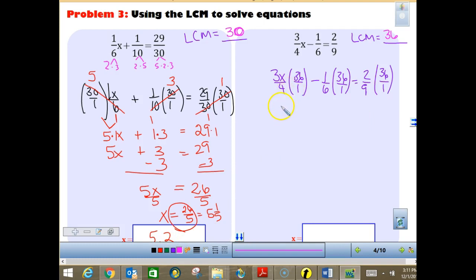We're going to start simplifying. We'll start with the first one. You only have to do the first one. Alright. Okay.